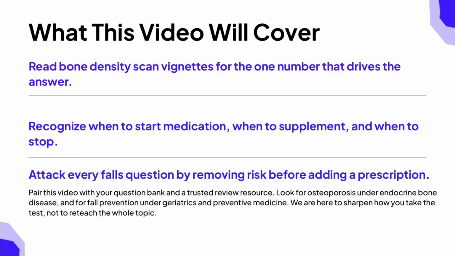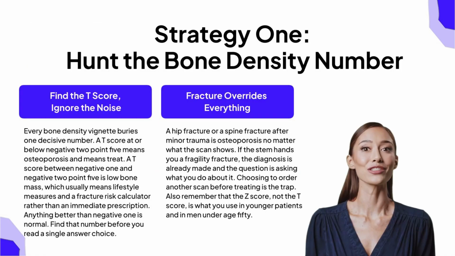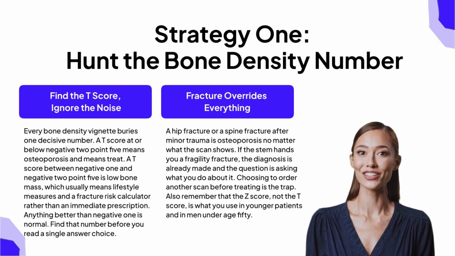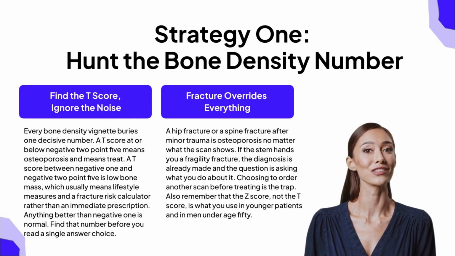In your question bank, find osteoporosis under endocrine bone disease and fall prevention under geriatrics and preventive medicine. Strategy 1. Hunt the bone density number. Every vignette buries one decisive value, so find it before reading the choices.